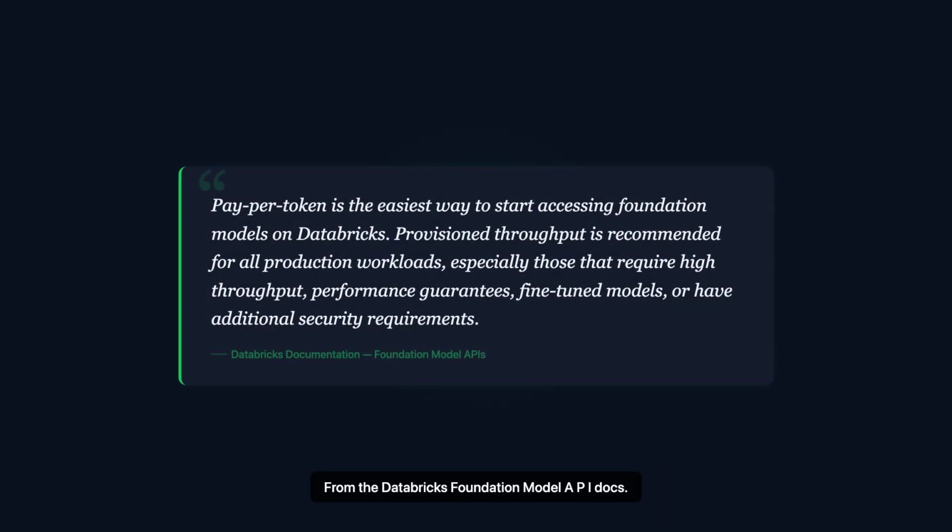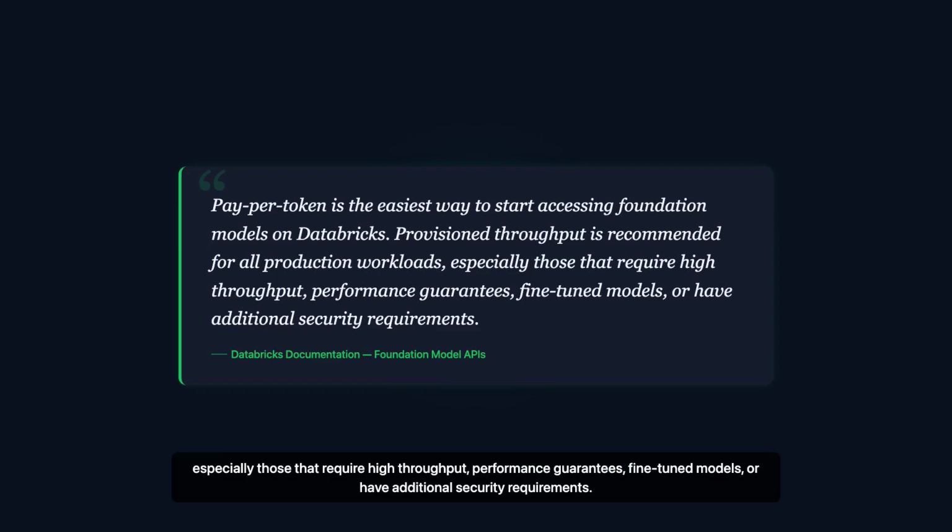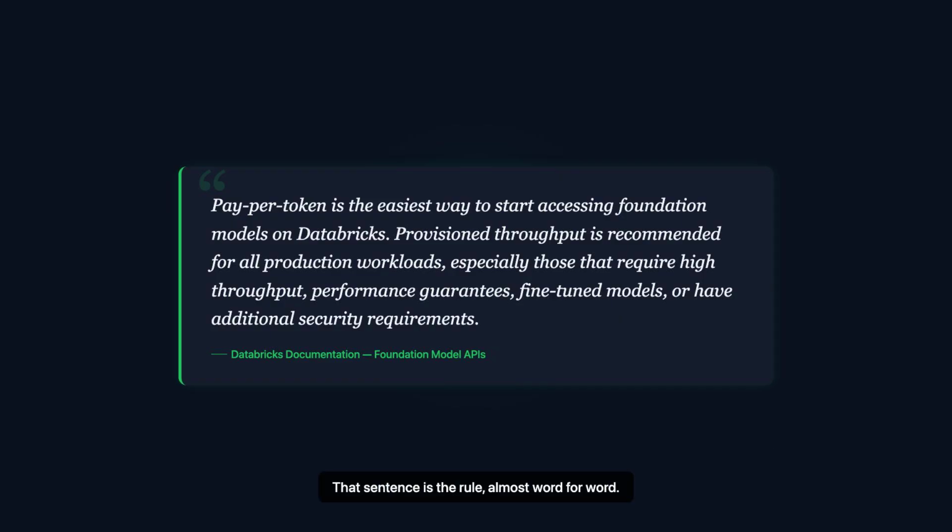From the Databricks Foundation Model API docs, pay per token is the easiest way to start accessing foundation models on Databricks. Provisioned throughput is recommended for all production workloads, especially those that require high throughput, performance guarantees, fine-tuned models, or have additional security requirements. That sentence is the rule, almost word for word.